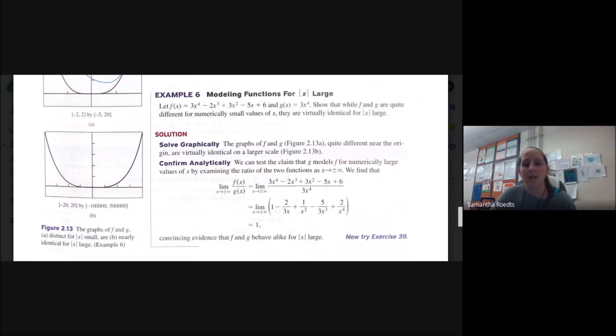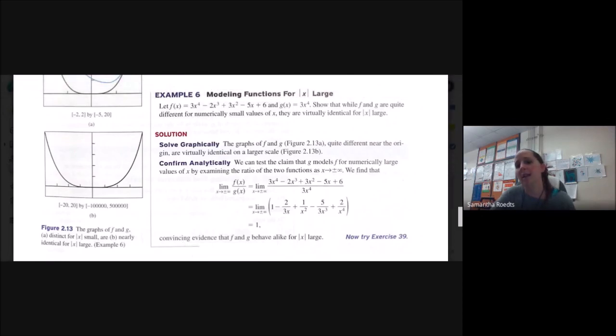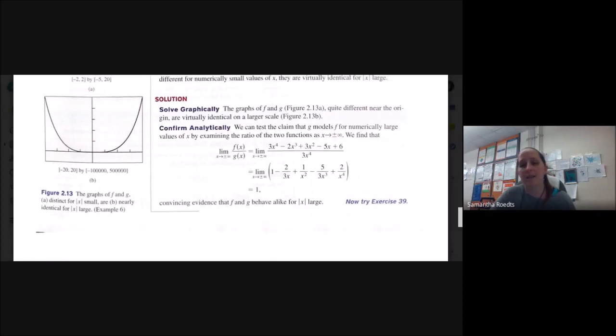We can test the claim that g models f for numerically large values of x by examining the ratio of the two functions as x approaches positive and negative infinity. So we find that the limit of f of x over g of x as x approaches positive, negative infinity equals the limit of 3x to the fourth minus 2x cubed plus 3x squared minus 5x plus 6 divided by 3x to the fourth, as x approaches positive, negative infinity.